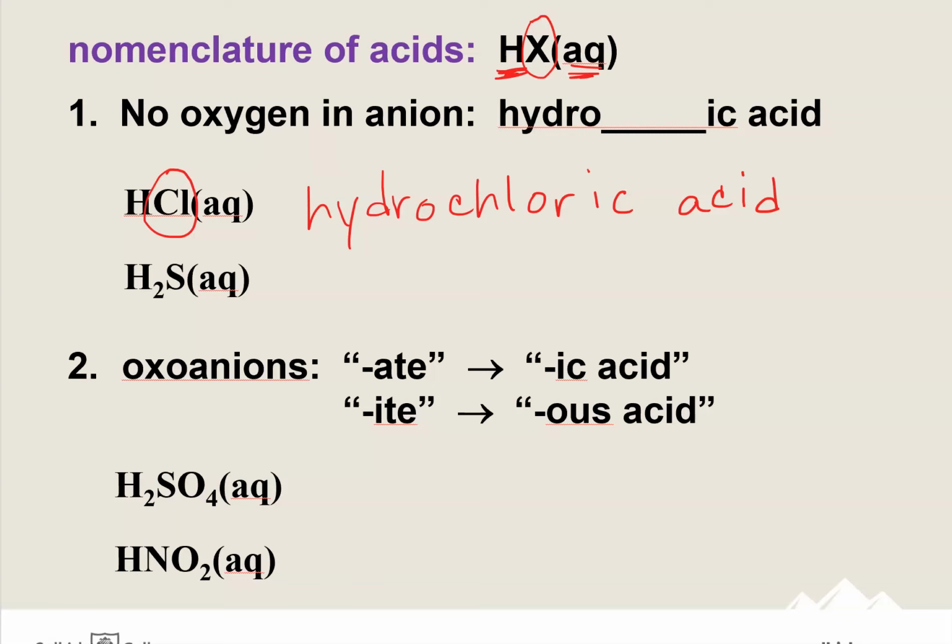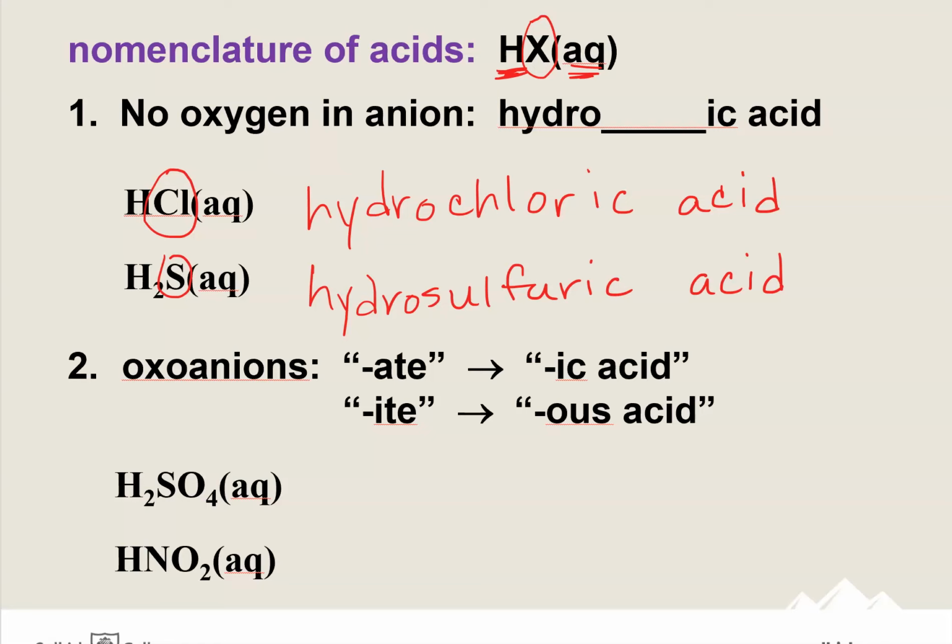All right, next example. No oxygen in the anion. Pause the video, write the name. That is hydrosulfuric acid. So that's what we do if there's no oxygen in the anion.